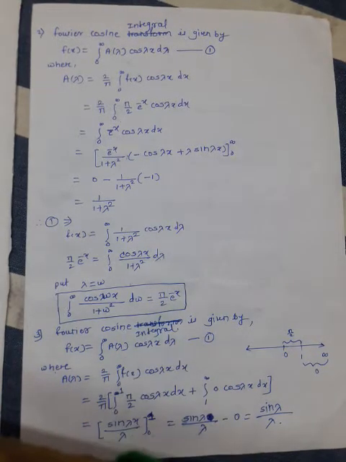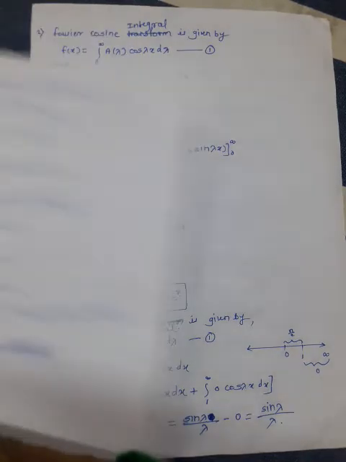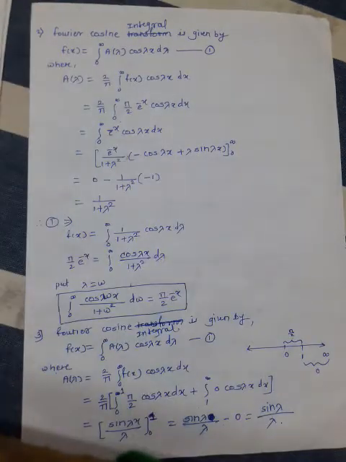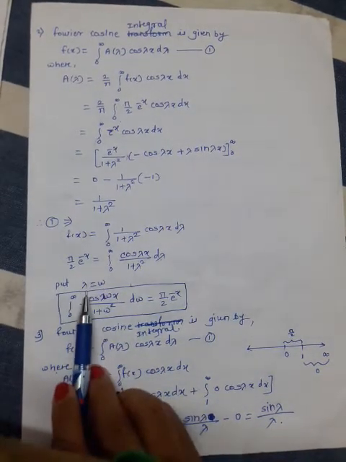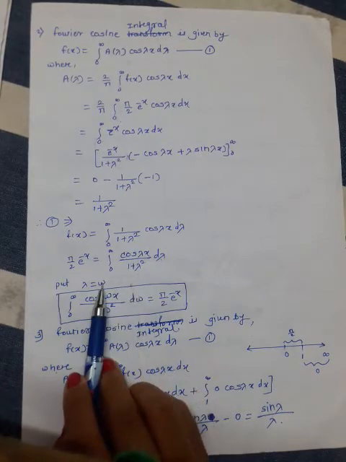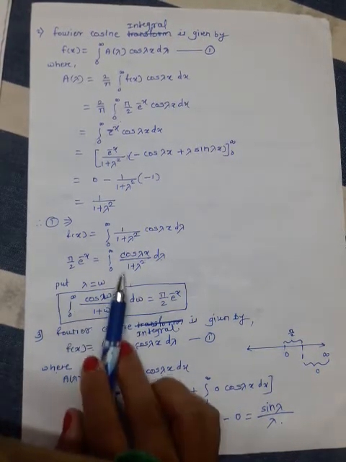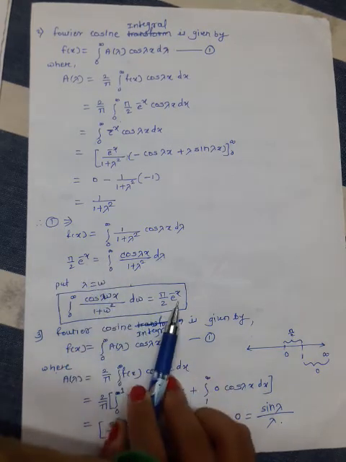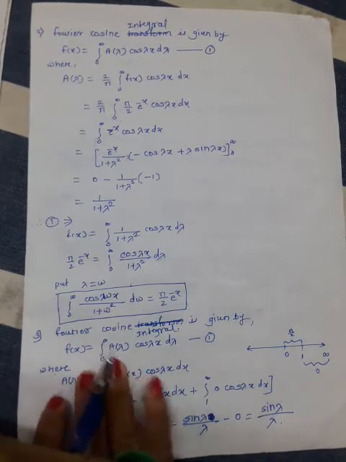Now in our original example, omega is the variable, that's why we use the dummy variable here. Instead of lambda, replace it everywhere with omega. We get integration 0 to infinity cos omega x upon 1 plus omega square d omega is equal to this answer. Okay. Now let's see the third example.